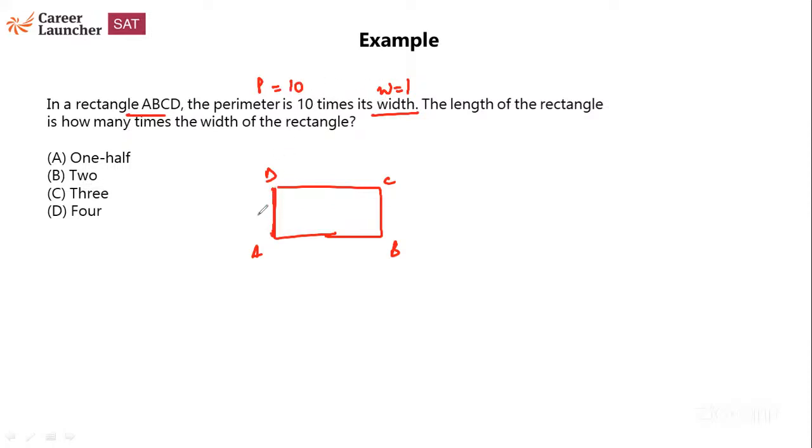So if width is 1, 1 here, 1 here, to make it 10, if 1 is here, 1 is here, then this should be 4, this should be 4. The length, that is 4, is how many times of 1? 4 is 4 times of 1. Option D is the correct one.